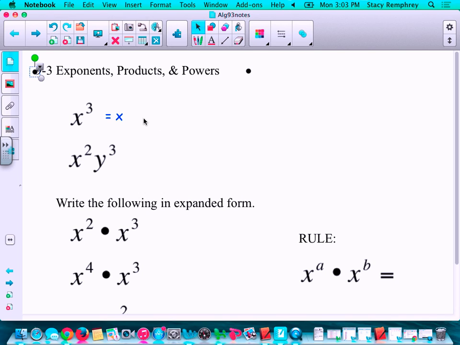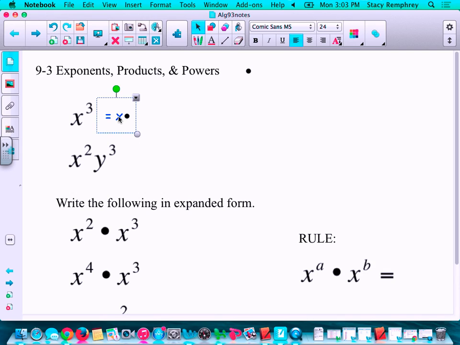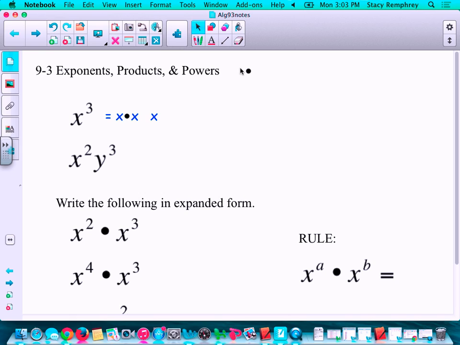So x to the third is going to mean x times x times x. We're multiplying x 3 times by itself. Please remember this is not the same as addition.